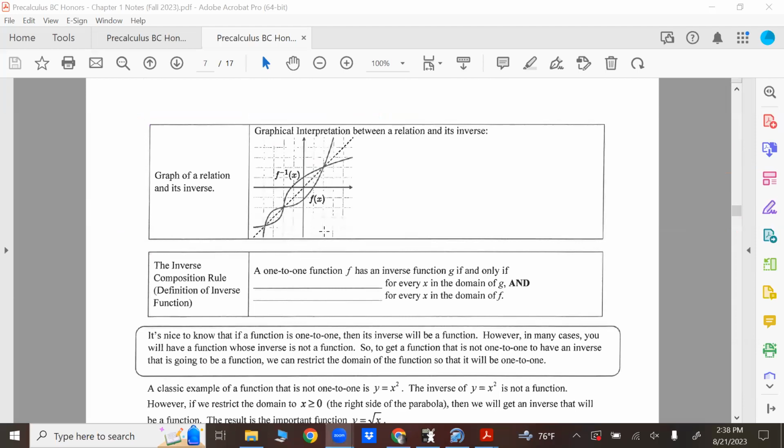So graphical interpretation. It's always symmetric. Always, always, always symmetric about y equals x. Very important. What that means is that if I took a square piece of paper and folded it along that line, what's going to happen to the two graphs? They map onto each other, right? That's all it means. As it should, because you switch x and y.